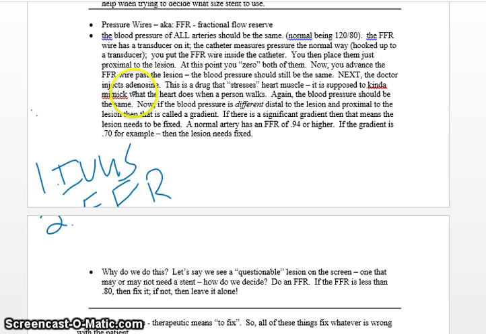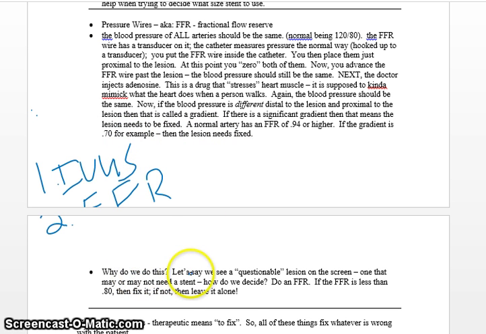Next, the doctor injects adenosine. This is a drug that stresses heart muscle. It is supposed to mimic what the heart does when a person walks. Again, the blood pressure should be the same. Now, if the blood pressure is different distal to the lesion and proximal to the lesion, that is called a gradient. If there is a significant gradient, then the lesion needs to be fixed. A normal artery has an FFR of 0.94 or higher. So if the FFR is 0.7, for example, then the lesion needs to be fixed.